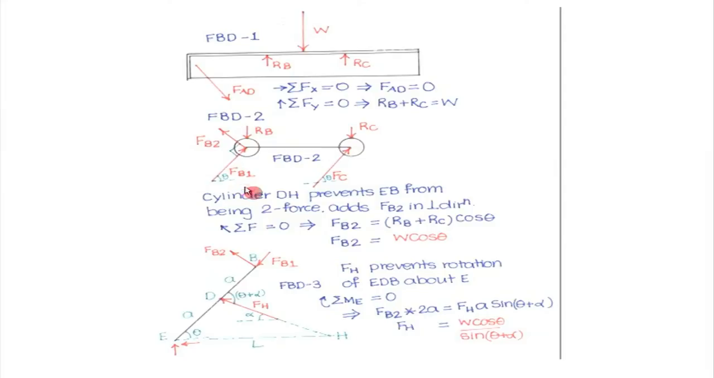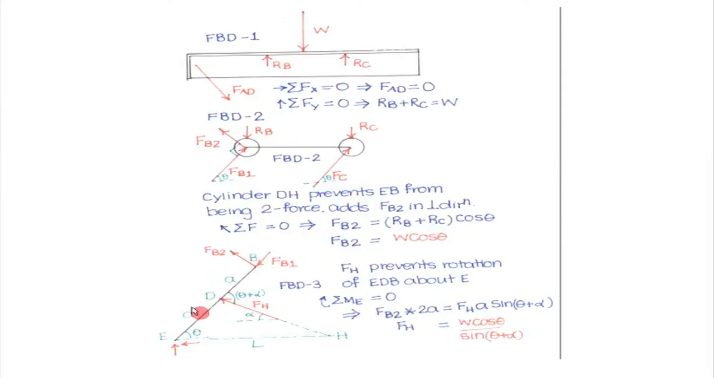Now, what is this hydraulic cylinder doing? It is making this member a non-two force member, so it can exert a force also in the perpendicular direction. So our equation is very clear. For this free body diagram, write down the equation of balance in this inclined direction, and what you will immediately see is that a cos component of this force will be nothing but this reaction.